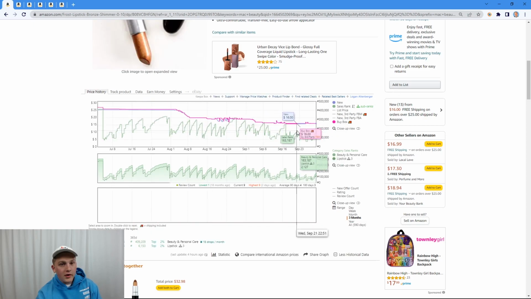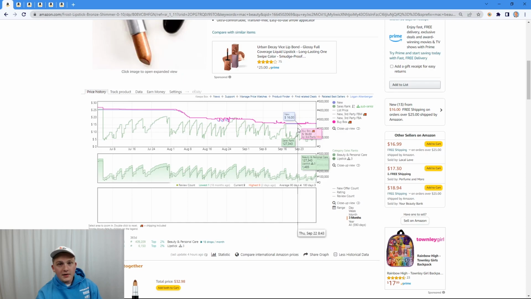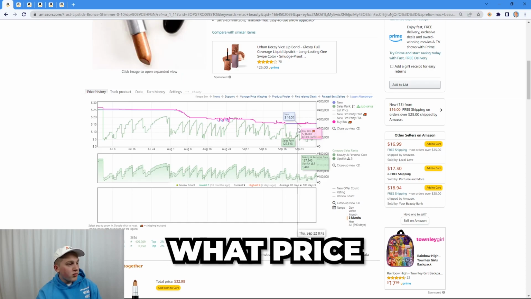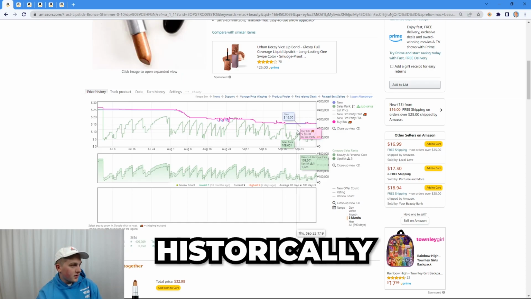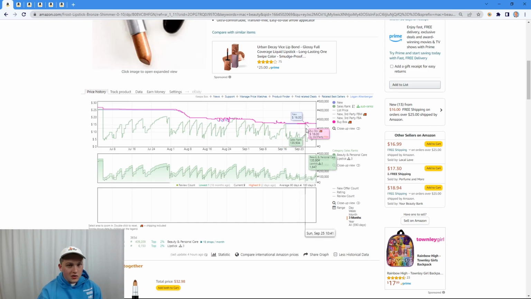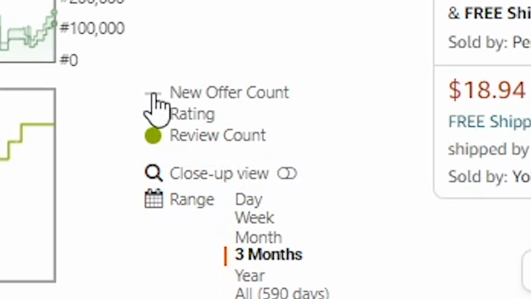We're primarily looking here at the buy box price though, because the buy box is the price that it's selling for. And we're doing this to look at buy box history so that we can tell what price the item was selling for historically. And that's going to help us gauge the future of what price we can sell this product for on Amazon.